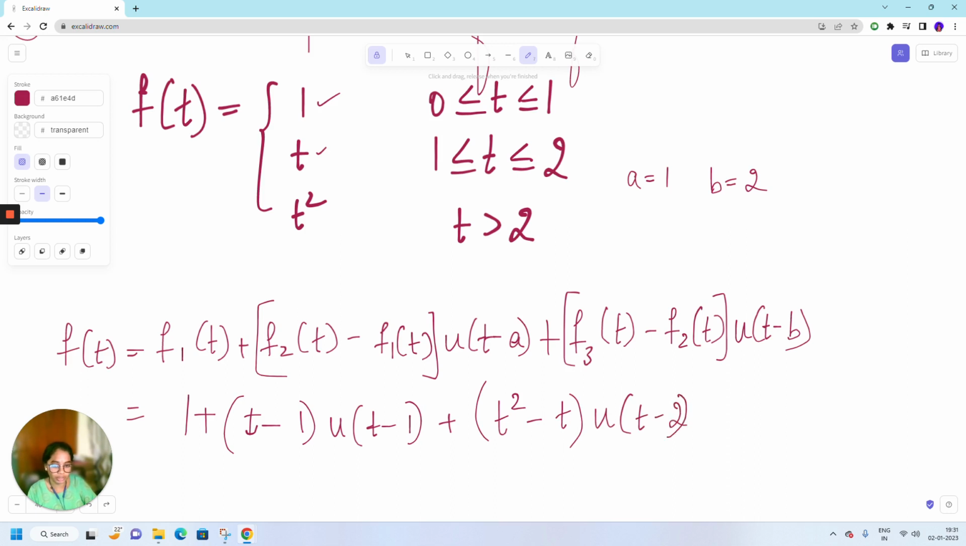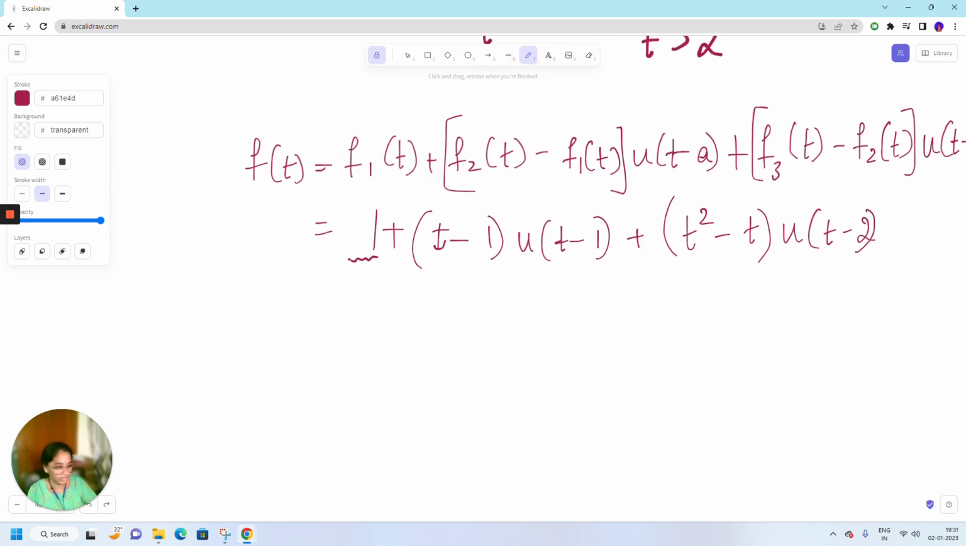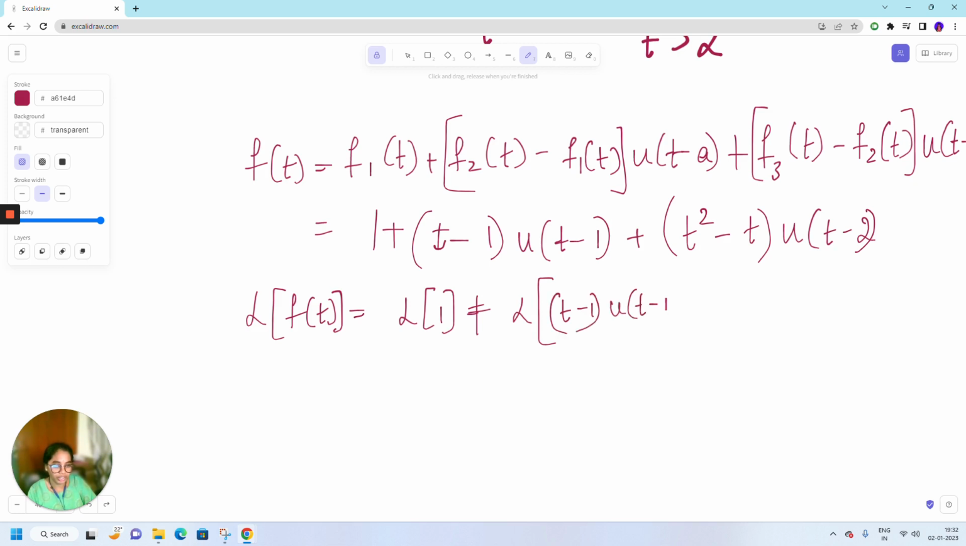This might look a little bit complicated, but it is easy. We apply direct Laplace for this. Let me write down one step. Laplace of f of t is equal to Laplace of 1, this is direct Laplace, plus Laplace of t minus 1 into u of t minus 1, so this is our second property, and then Laplace of t square minus 1 into u of t minus 2.